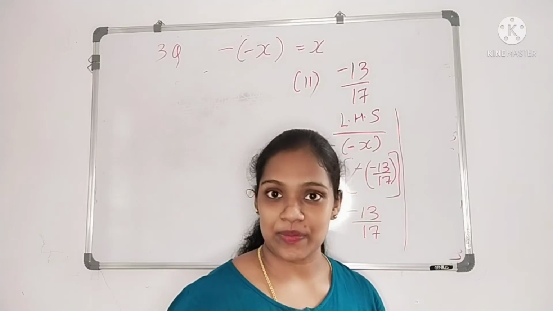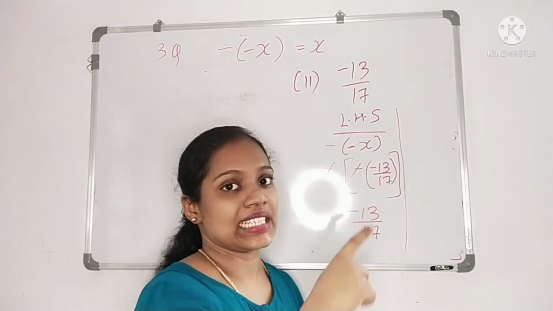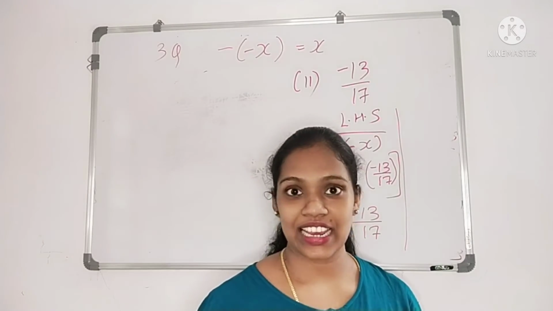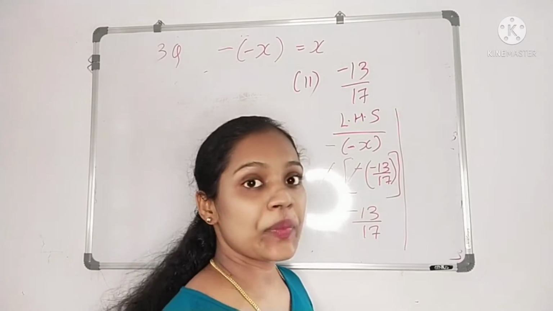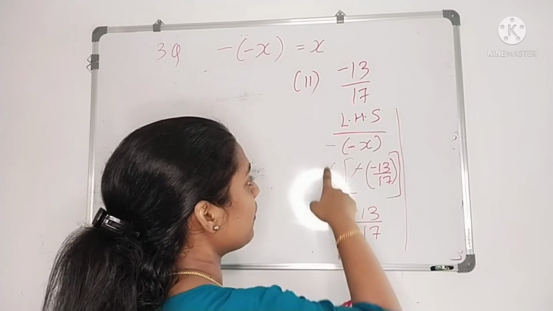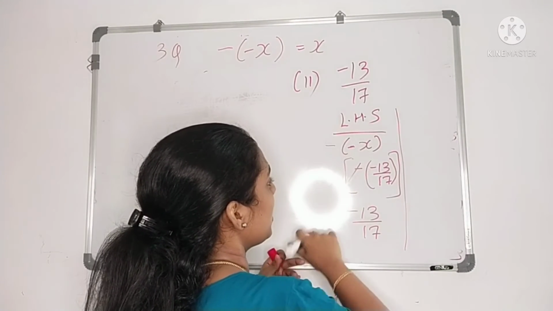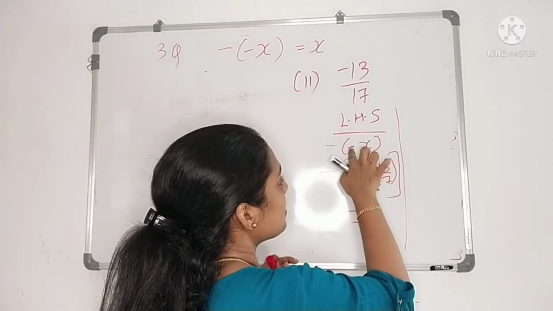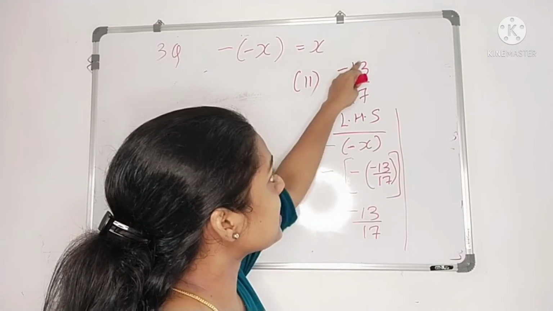Understood? I will explain once more. What is our LHS? Minus of minus x. That is our LHS, right? So first you write that equation. In order to make it clear, I am writing that equation once more. This is the negative here, and this is the negative here. Now what is my x? x means minus 13 by 17.